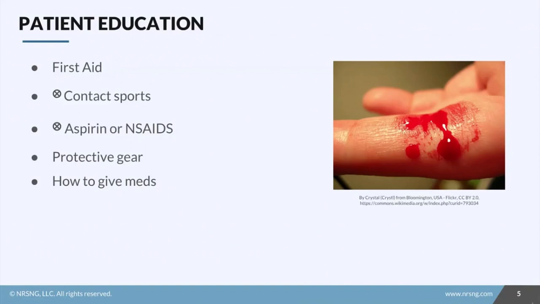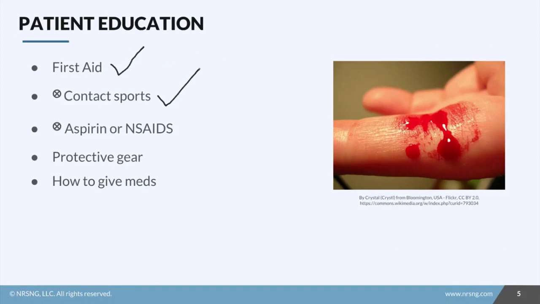So to make sure that these patients can be managed at home as much as possible, we need to make sure that parents and kids are aware of the following things. So they obviously need to be pros at administering first aid and stopping bleeding. They also need to know that these kids cannot play contact sports. We can't risk them getting bleeds from those types of injuries.